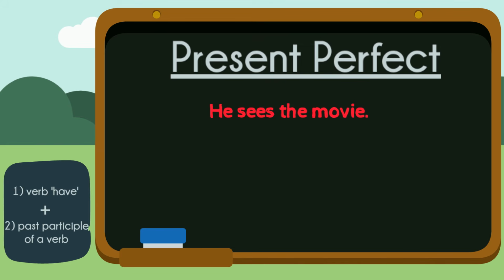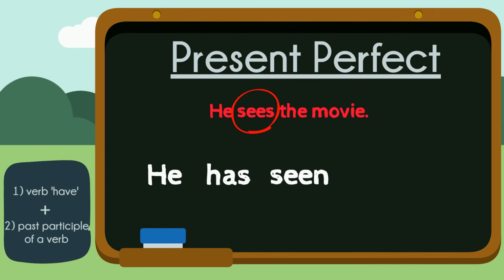To form present perfect, we add the verb have, and because our subject is he, we will need to use the conjugated form has. Then we just need to add the past participle of our verb. The past participle of see is seen. He has seen the movie.